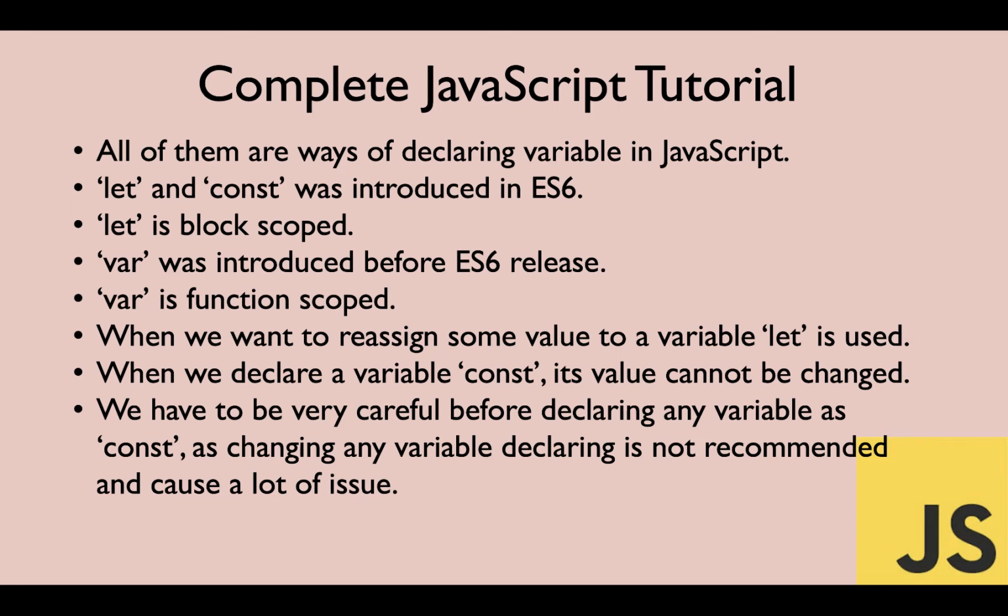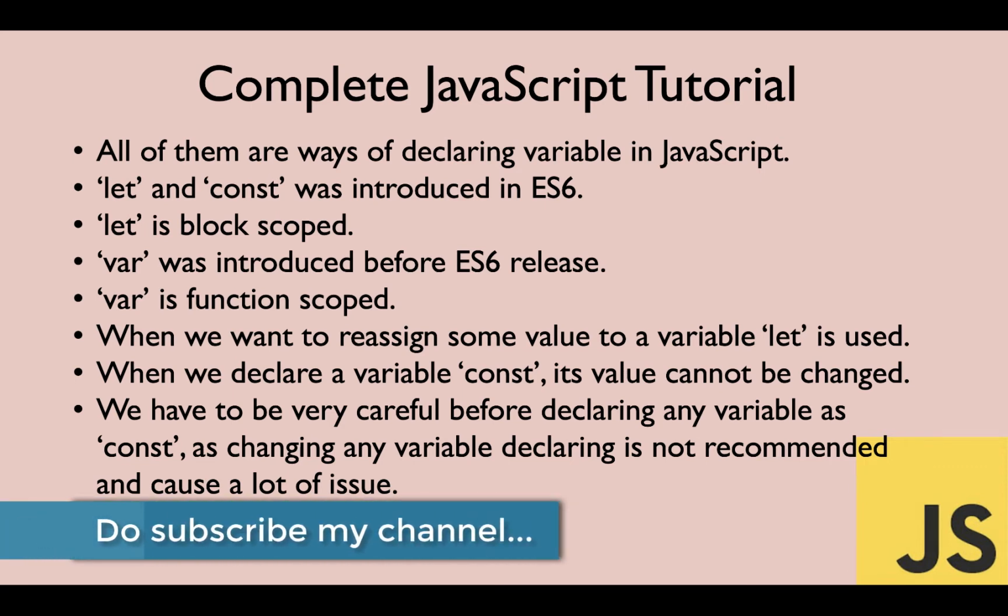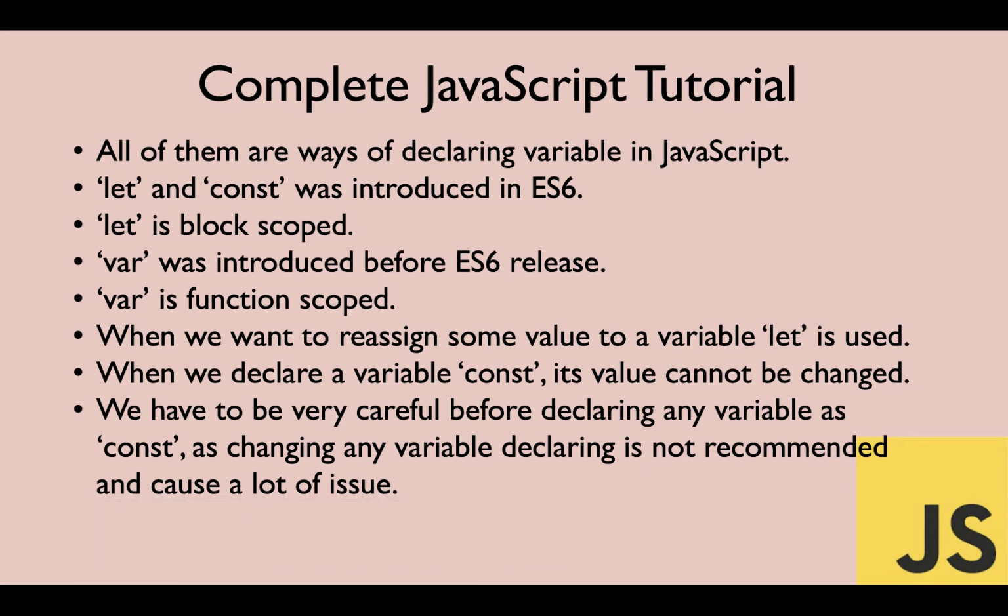So var is quite legacy code. If you see old JavaScript code, most people have been using var. But with the release of let and const, they are used a lot nowadays and var is not being used now. So people prefer to use let and const, and we'll also see why exactly var is not used, why var lagged, and for what reason let and const were introduced in JavaScript as part of the ES6 release. Also, let is block scoped.